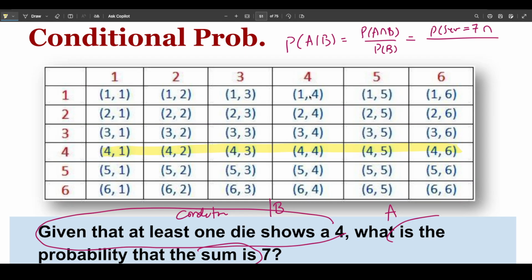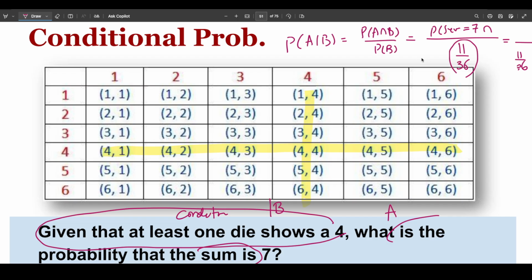This and this. How many cases do we have? 6 plus 5, 11. So the total possible cases are 11. 11 over 36 is the probability of having a number where at least one die shows a 4.